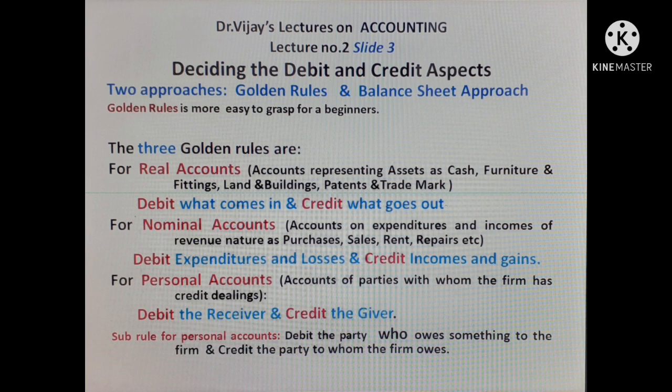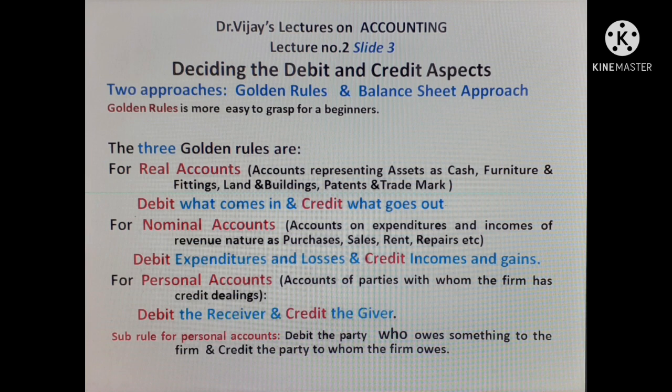Now, the third category is personal accounts. A firm keeps personal accounts in the names of parties with whom it has credit dealings. When you are purchasing goods on credit, then you should have an account in the name of that party. When you are taking a loan from a bank, you have to have a personal account in the name of that bank. You call it a loan from such and such bank, etc.